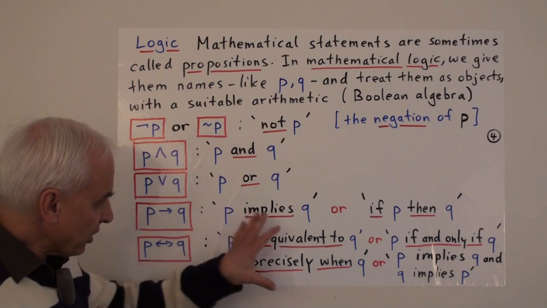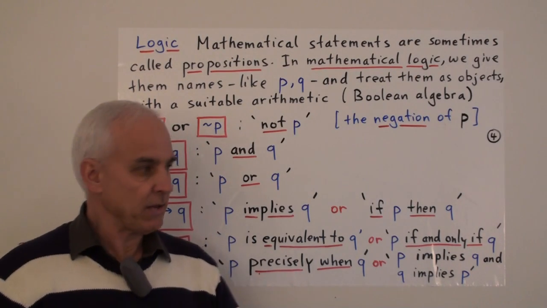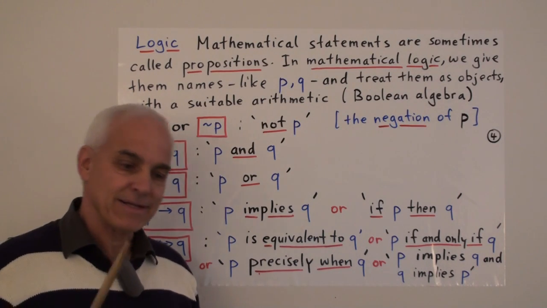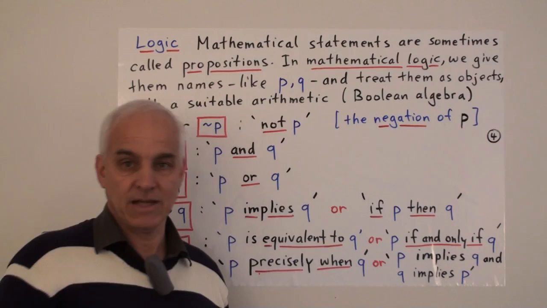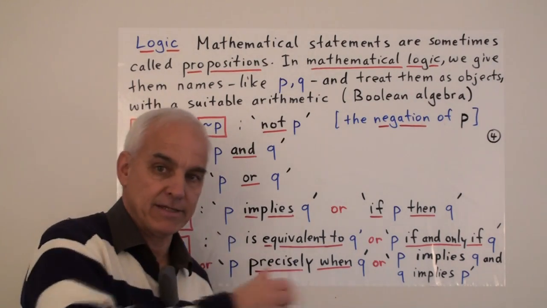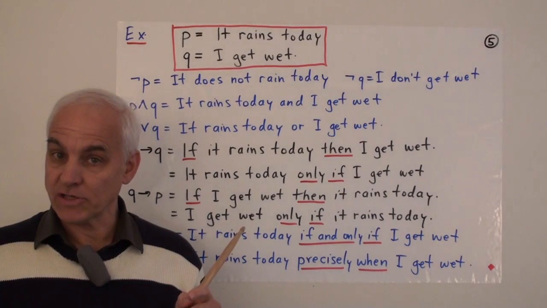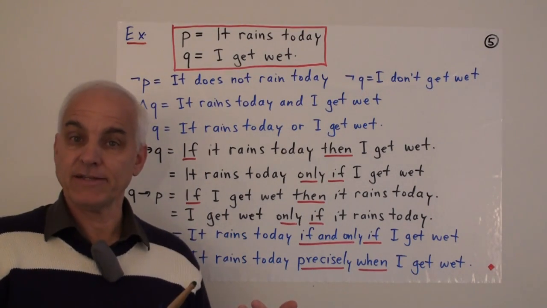So these constructions are used in many areas of mathematics. When we want to combine statements, we use these constructions to discuss implication, when one thing causes something else, or when one thing implies something else. Let's have a look at these various constructions in the case of two statements which are sort of everyday statements.